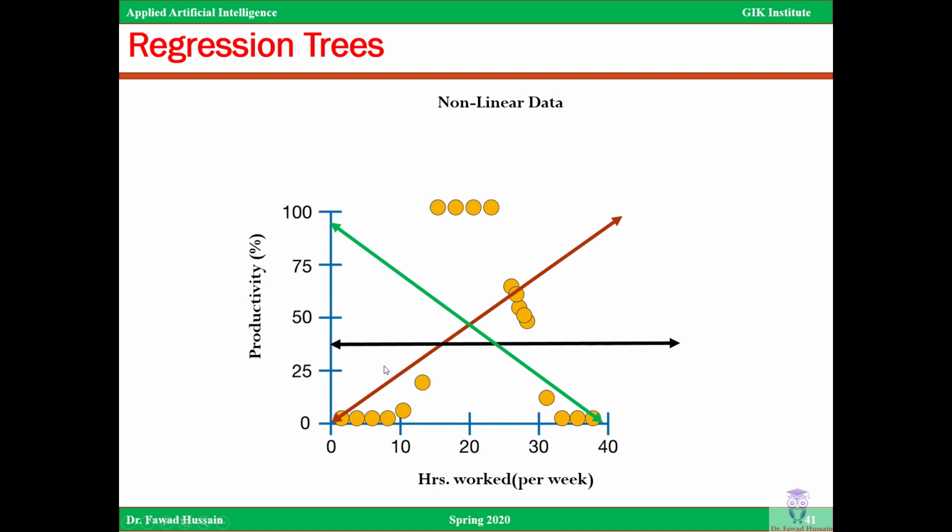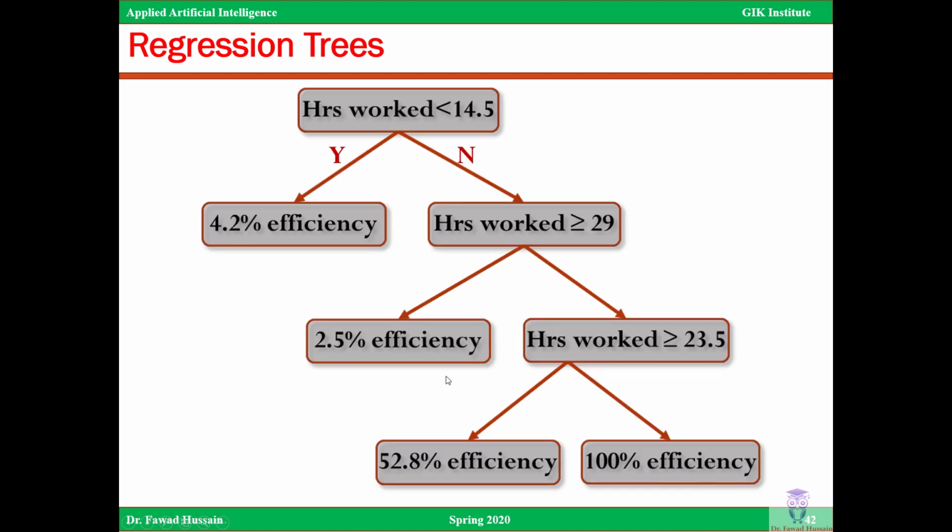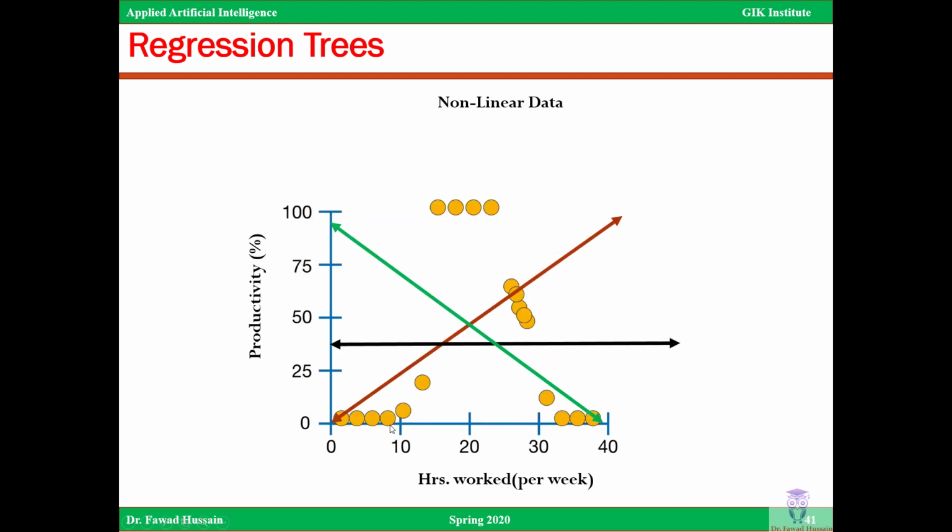So the first question is which one of them is good, and the second question is any of them good at all. Instead of doing that, what I can do is fit what we call a regression tree. So this is where the regression tree comes in. If you look at this data, I want to make this prediction, and the prediction was very simple.